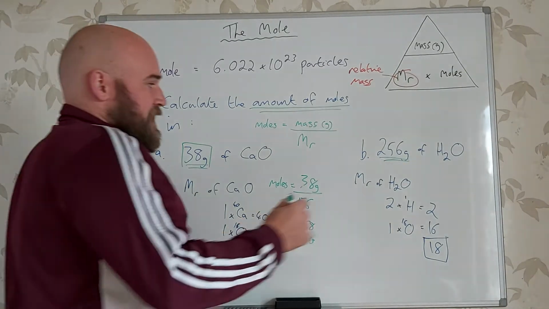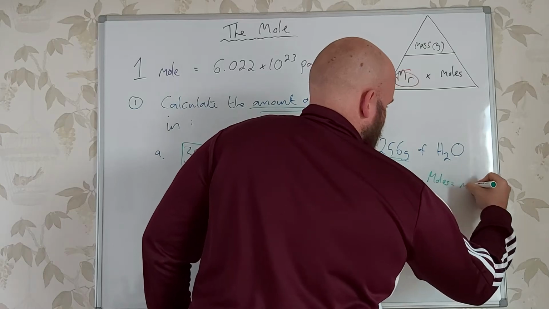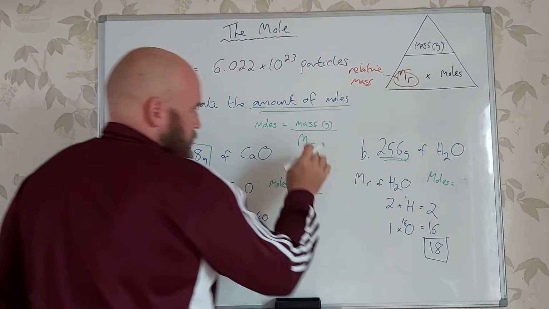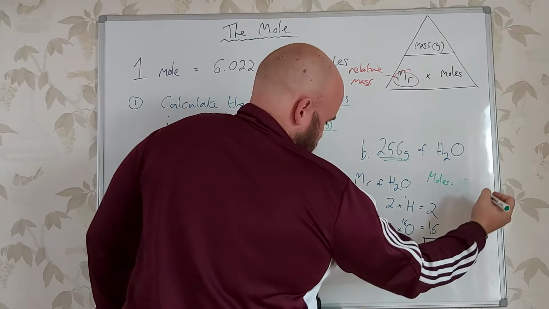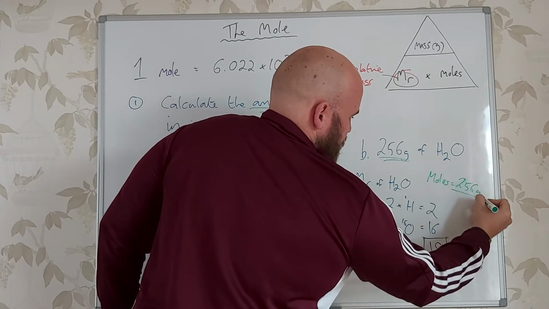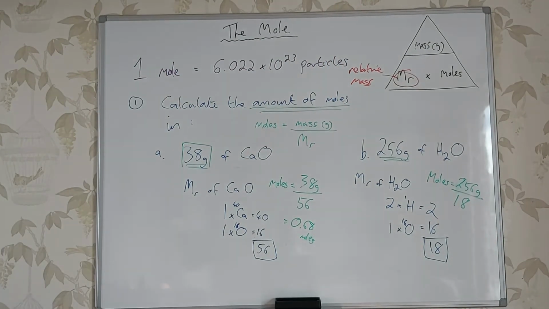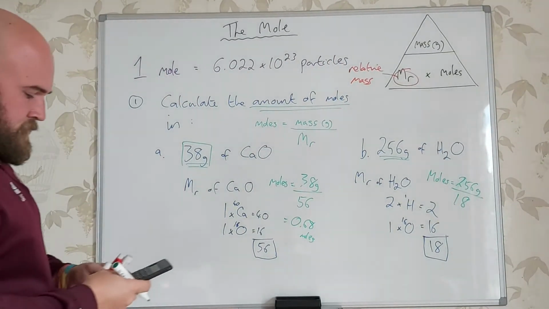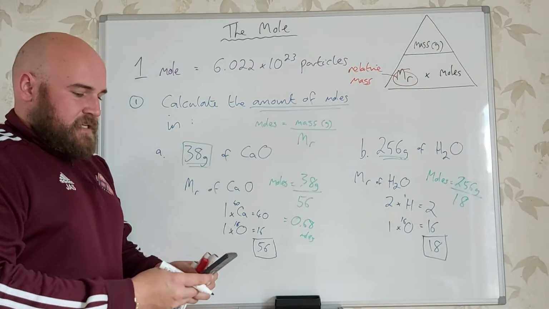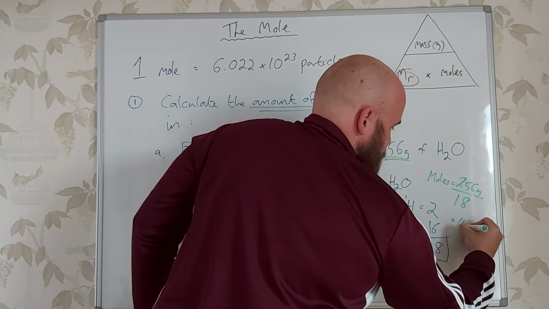So now I can do my calculation again. Moles equals mass, which is 256 grams, divided by the Mr, which is 18. So 256 divided by 18, 14.2 moles.